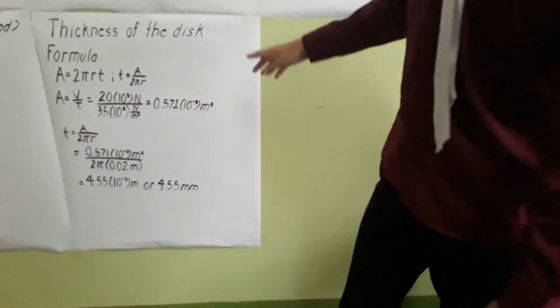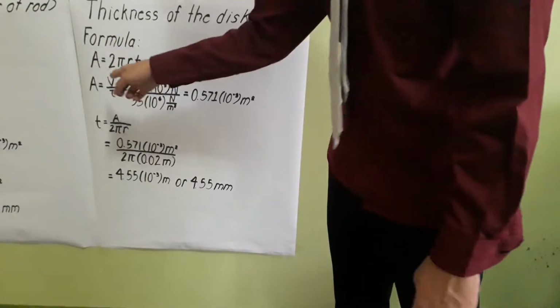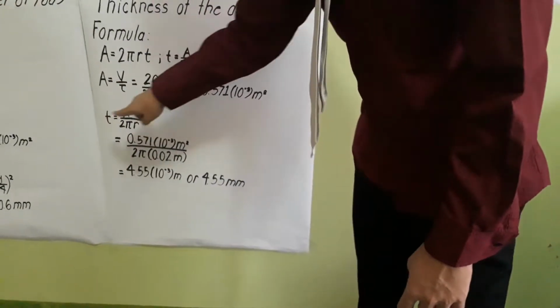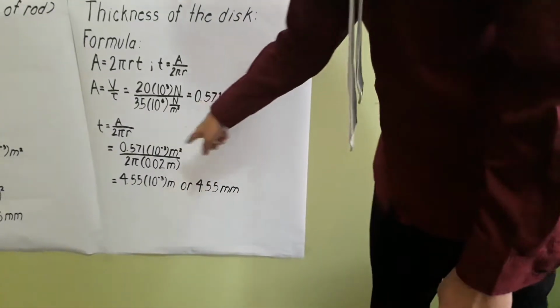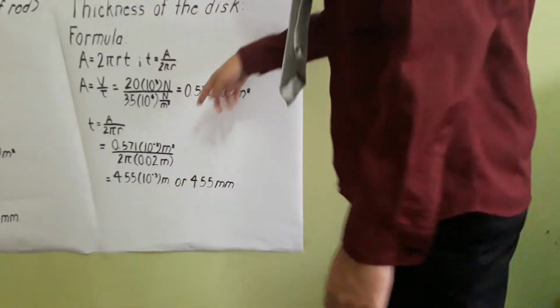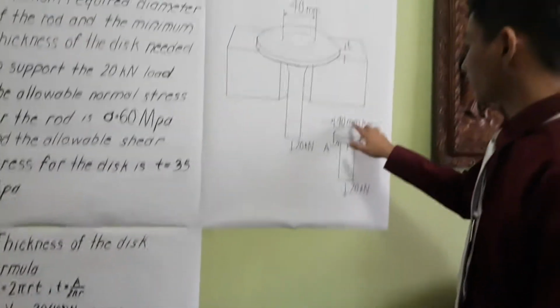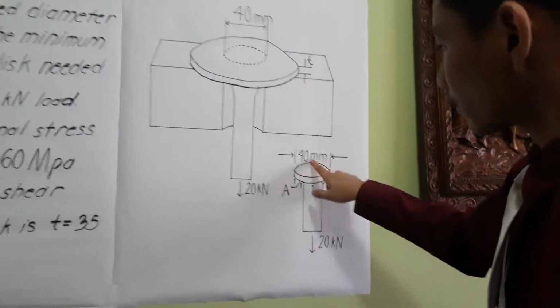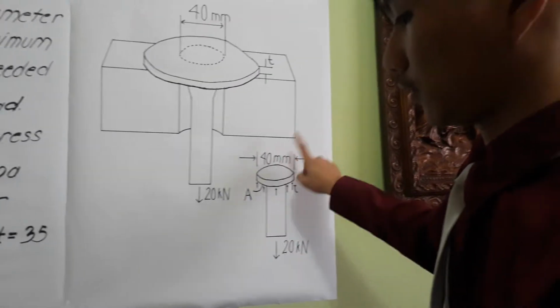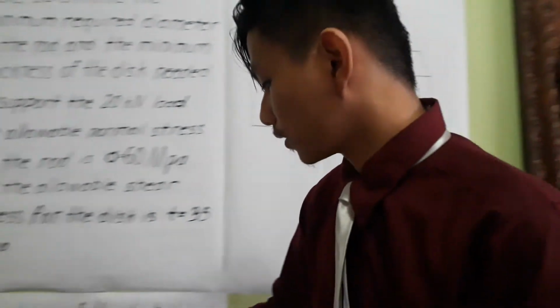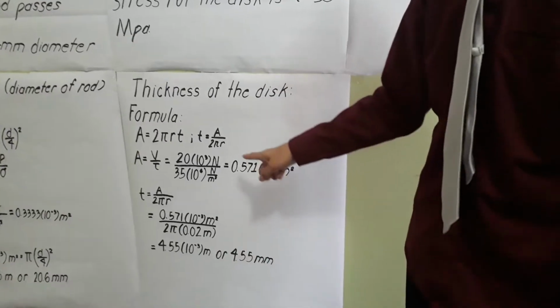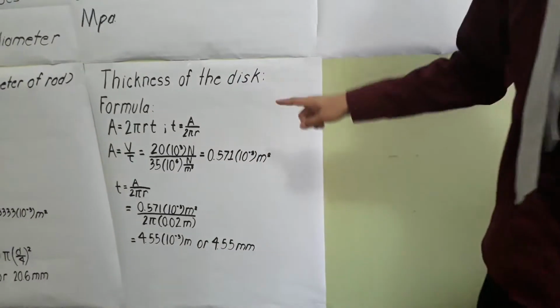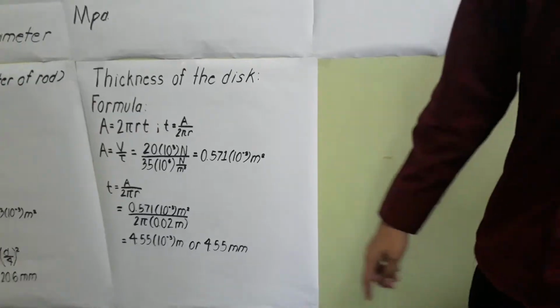And now, since we have an area, we can just use the thickness equals area over 2 pi r. Now we have the 0.571 times 10 raised to negative 3 meters squared all over 2 pi times 0.02 meters. 0.02 meters comes from the 40 millimeter diameter. And now we have the answer of 4.55 times 10 raised to negative 3 meters or 4.55 millimeters. And thank you.